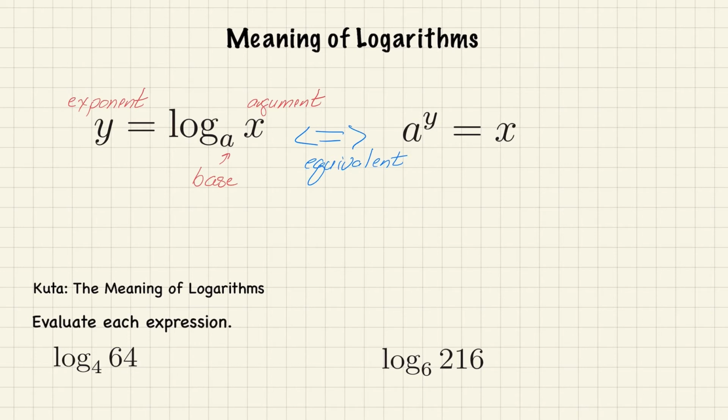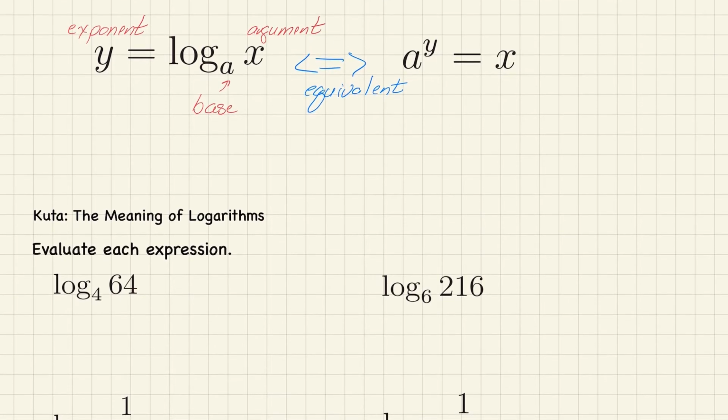Okay, meaning they're equal. Here, what we're given is we want to evaluate each expression. In other words, for this, we want to find y. This is where we're trying to find the exponent, right? We're given this logarithmic expression, right? This is an expression because it does not have an equal sign here. But we want to evaluate it, so we want to find y. Okay? This is a logarithmic expression, and we want to find y.